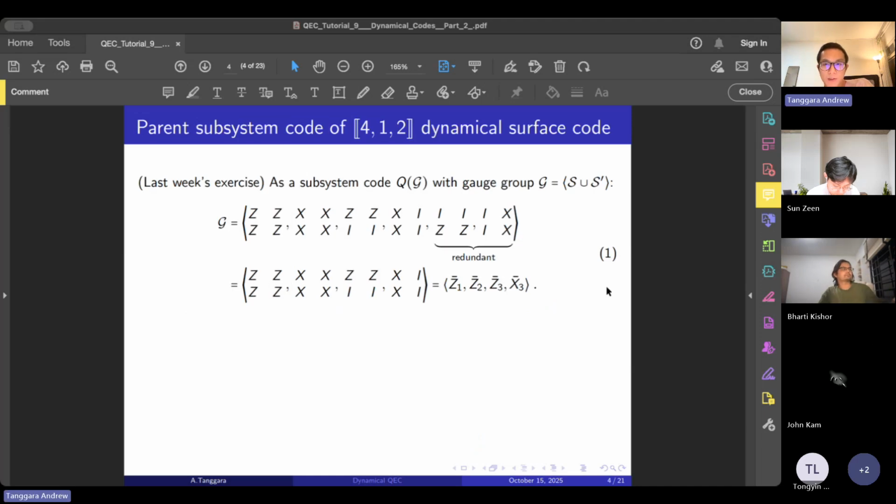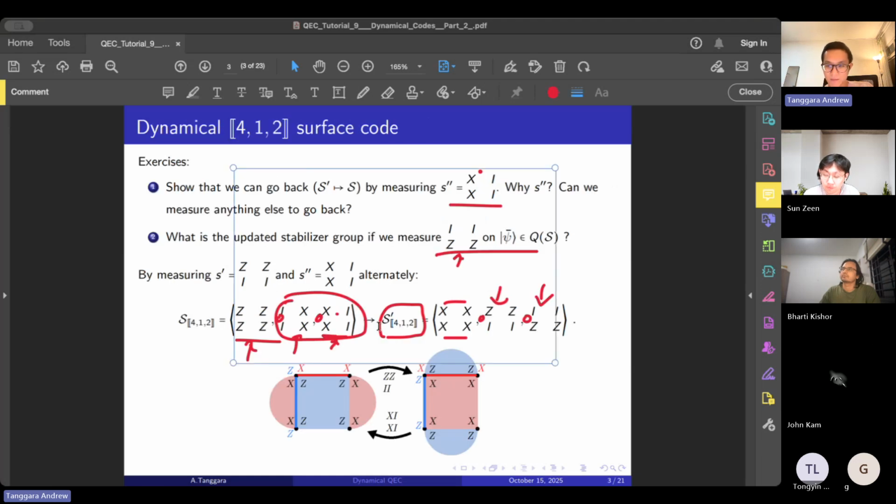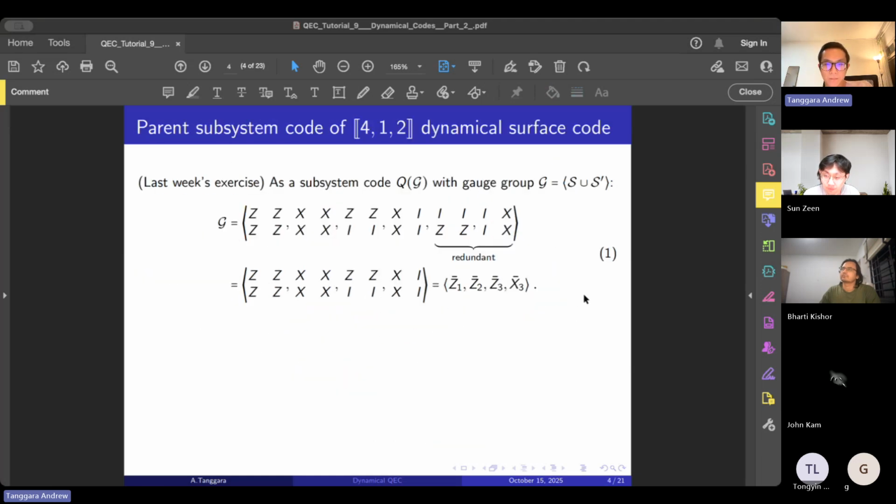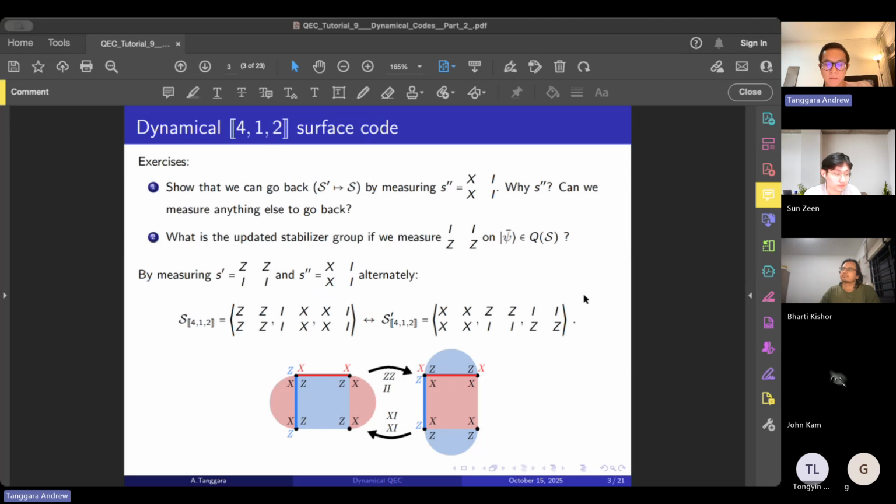Also, there's this exercise from last week. What if we think of these two stabilizers as a gauge, as a subsystem code? The gauge group is just the group generated by the union of these two stabilizers. You can write it this way: I just take the generators from S and S prime, and put those generators together.